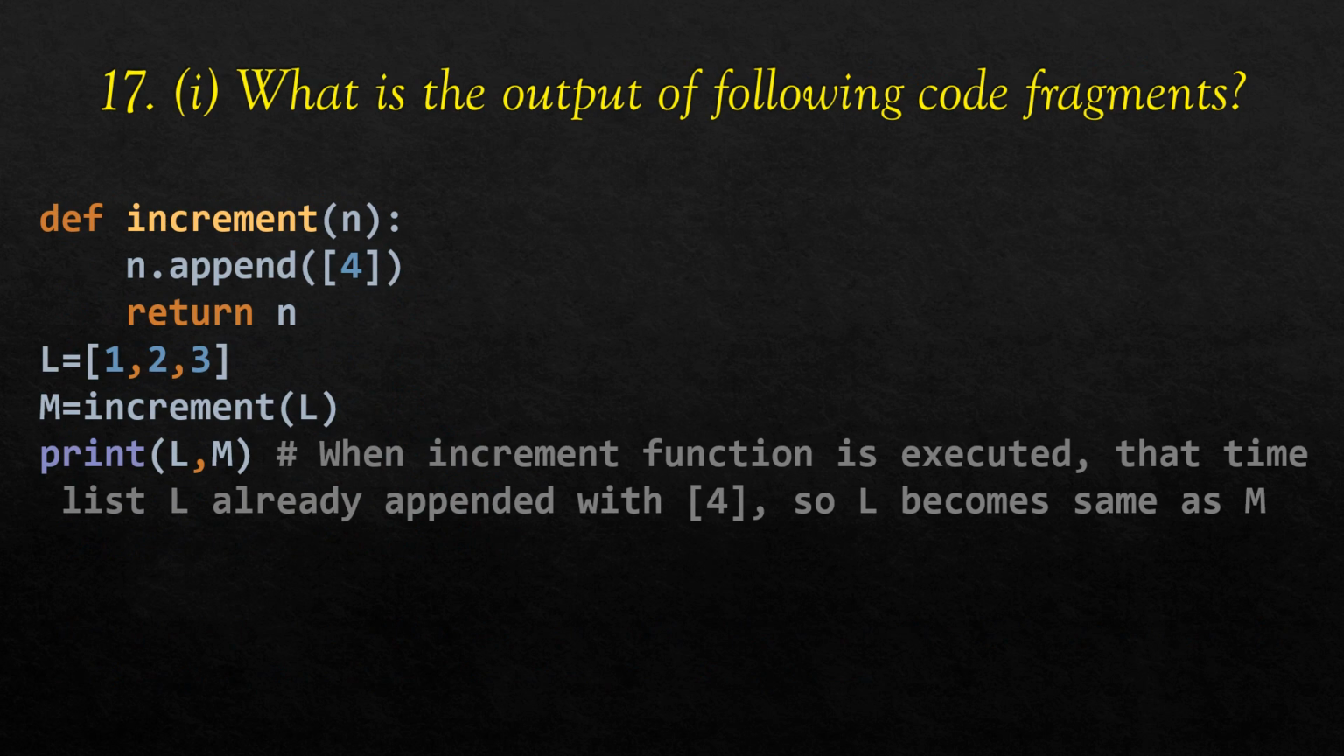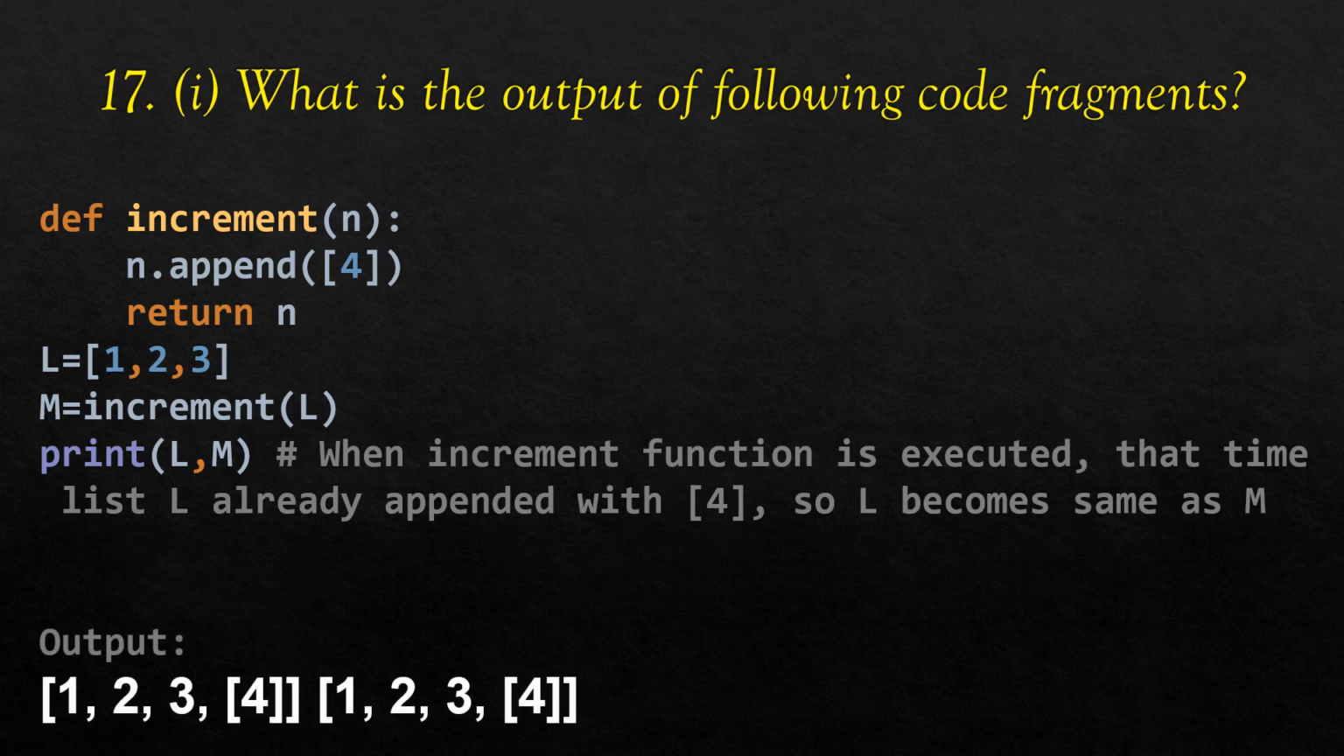Now, what is the output of the following code fragment? One function, increment, is defined. Within that, one value n is passed. Now, n is appended with another value, 4. Now, return n. There is one list, 1, 2, 3, which is defined. Now, m is a variable which will store the incremented value of L by appending 4 to L. Now print L and m. Here, when the increment function is executed, list L is already appended with 4. So L becomes the same as m. The output is like this.